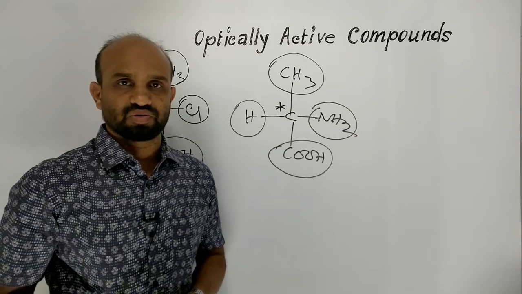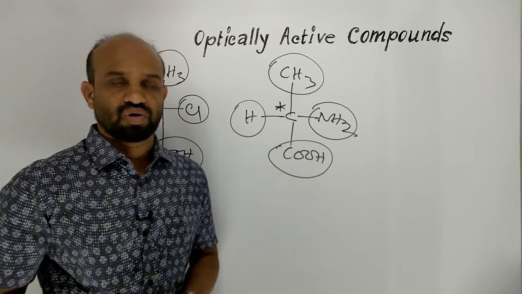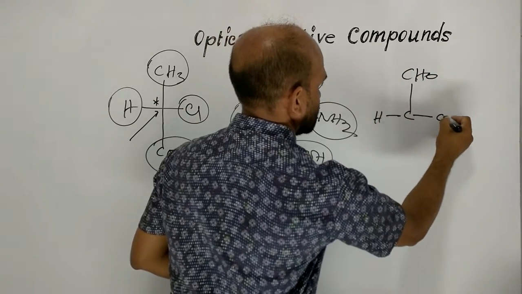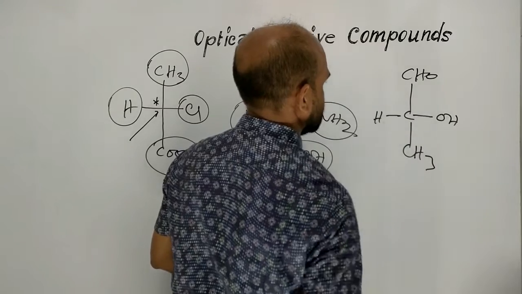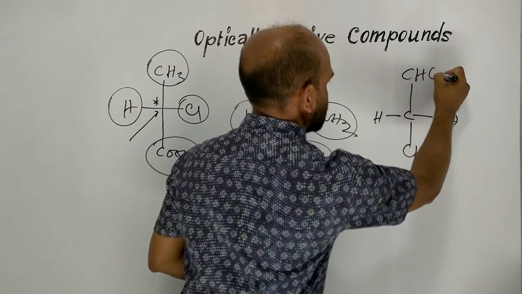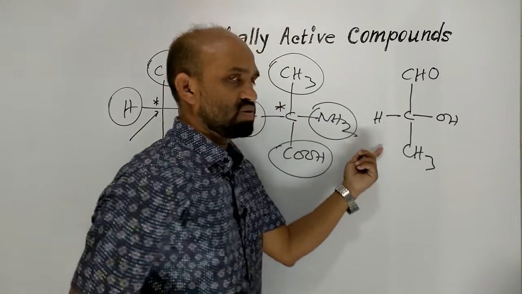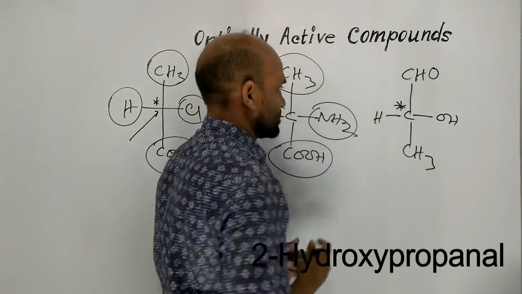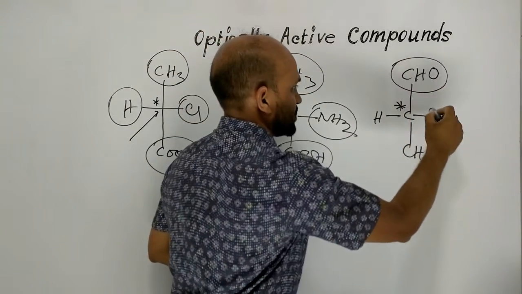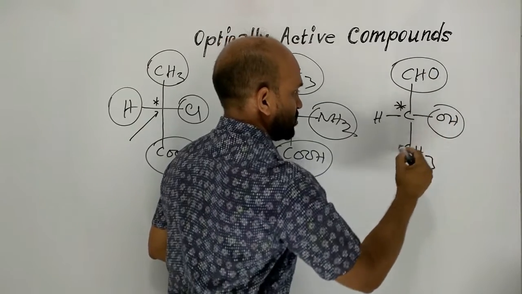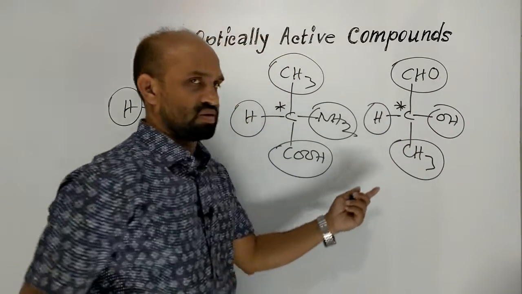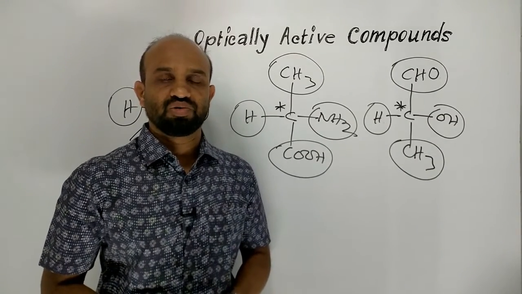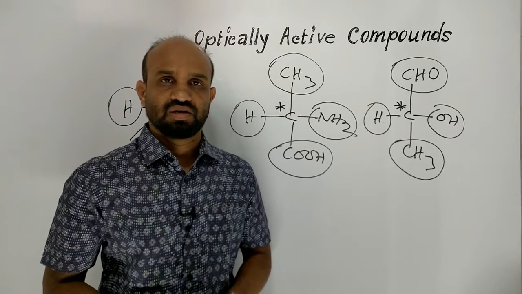Let's write another compound. 2-hydroxypropanal. CHO, C, H, OH, CH3. This is CHO, aldehyde group. This is 2-hydroxypropanal. Here this carbon is chiral center because 4 groups are different: aldehyde group, hydroxyl group, methyl group, and this is hydrogen. So 2-hydroxypropanal is a kind of optically active compound because of the presence of chiral center or asymmetric carbon.